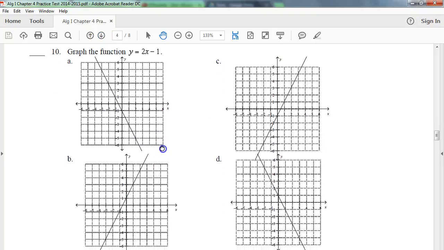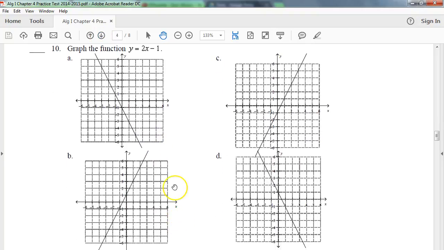Number 10, graph the function y equals 2x minus 1. We were not given a domain, so we will just choose some x values that we like. The ones I usually pick are -2, -1, 0, 1, and 2. And we have y equals 2x minus 1.